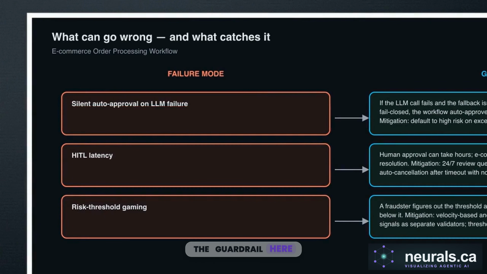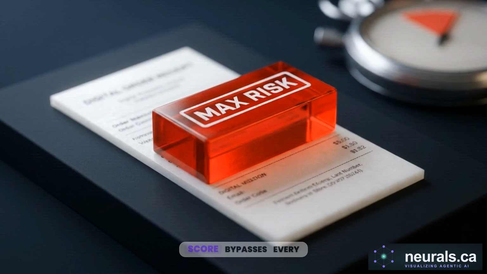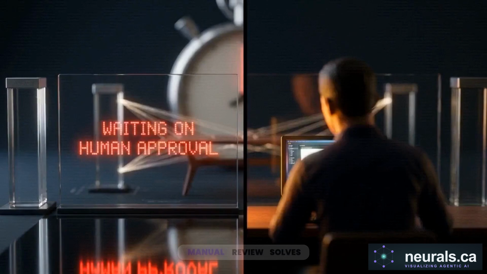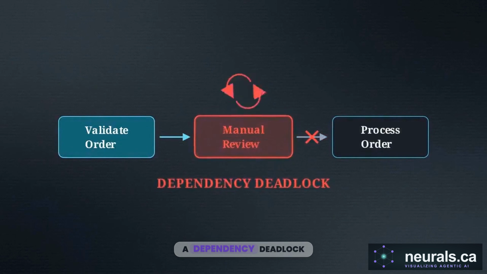The guardrail here is deterministic. On exception, the system forces a fail-closed state, hard-coding the risk score to a maximum 1.0. That perfect 1.0 score bypasses every downstream heuristic and immediately triggers a manual human-in-the-loop review gate. The system halts. Forcing a manual review solves the auto-approval problem, but it creates a dependency deadlock.